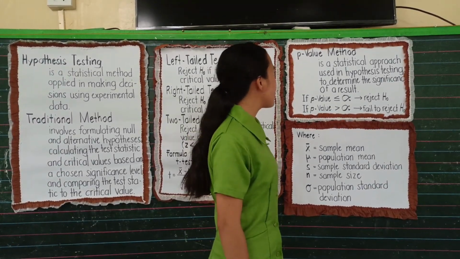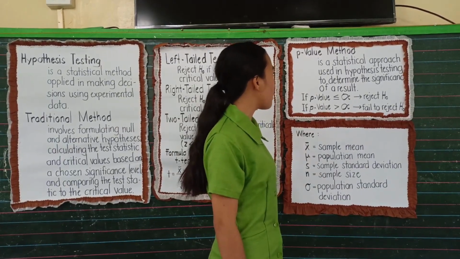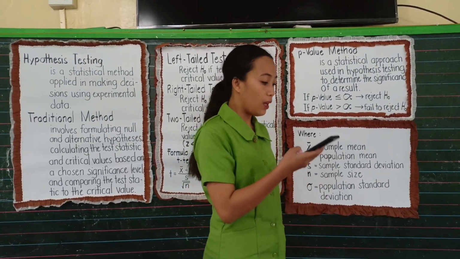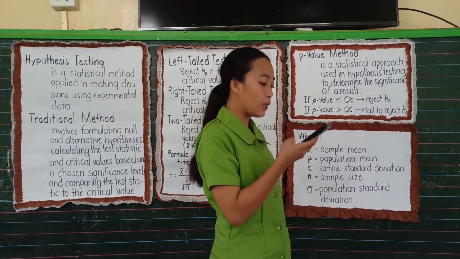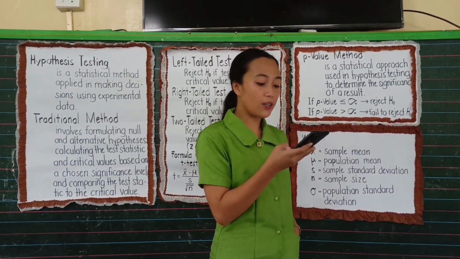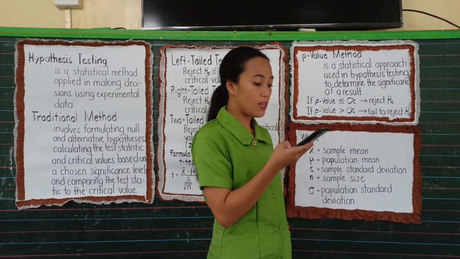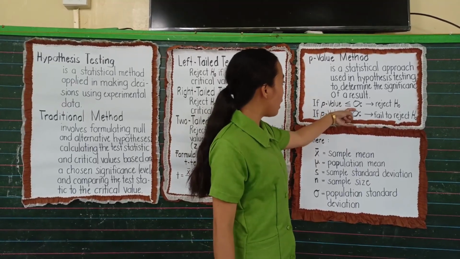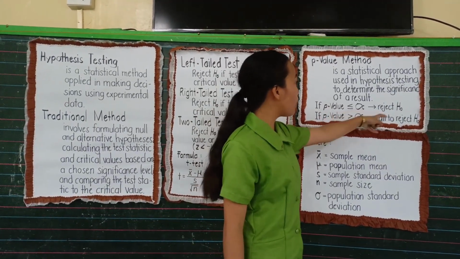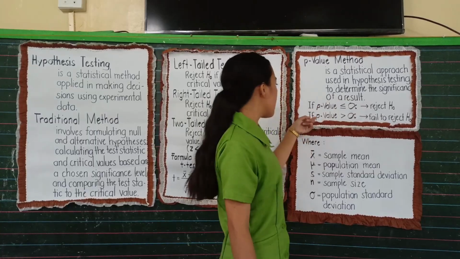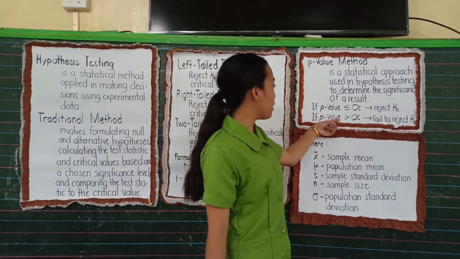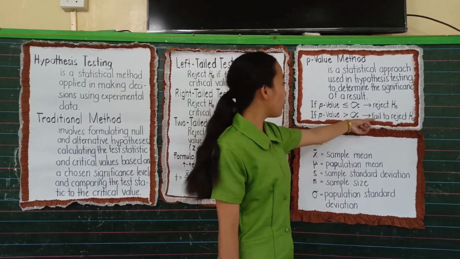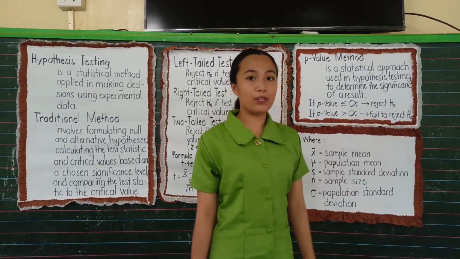The p-value method is a statistical approach used in hypothesis testing to determine the significance of a result. Here we find the p-value, which tells us the chance of getting a result if the null hypothesis were true. If the p-value is less than our significance level, we reject the null hypothesis. If the p-value is greater than our level of significance, we fail to reject our null hypothesis.